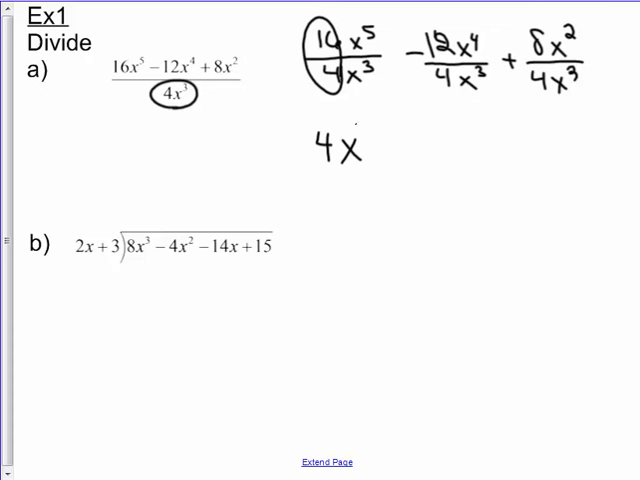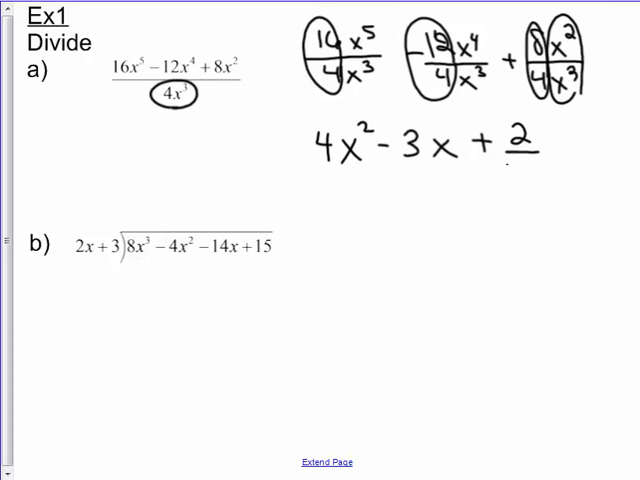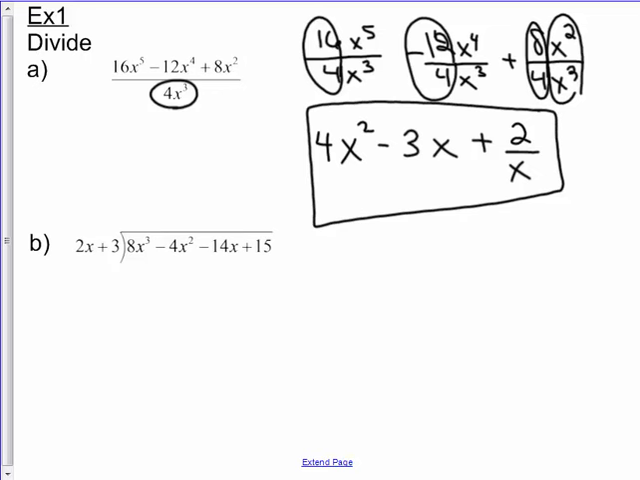16 over 4, that's 4. And then, x to the 5th over x to the 3rd, we subtract, that's x squared. We get minus 3x and then plus 2. Now we have the x squared on top, x to the 3rd on the bottom, so there are more x's on the bottom, so it's going to be over x to the 1st. So when we have a monomial on the bottom, it's pretty straightforward how we're going to do this.